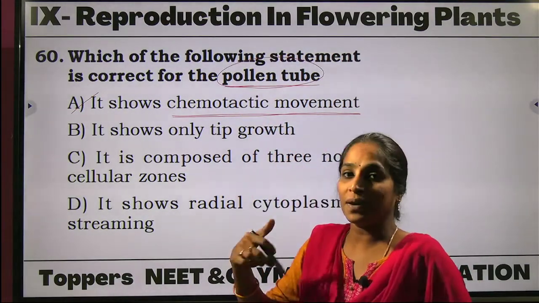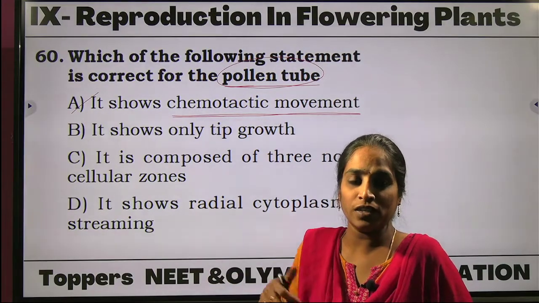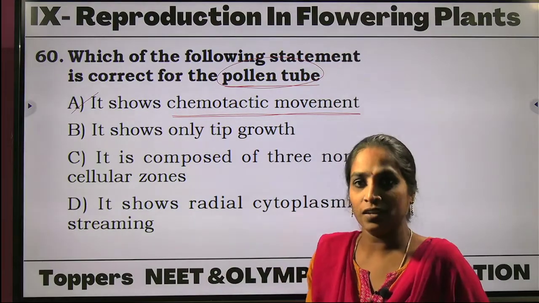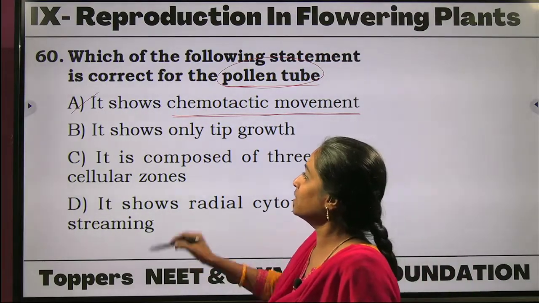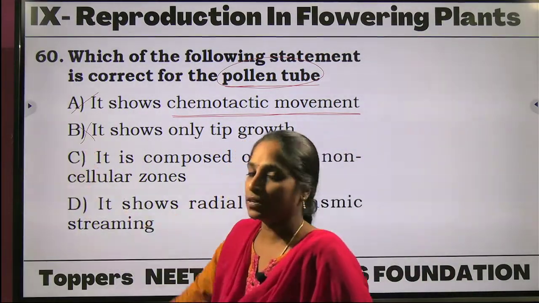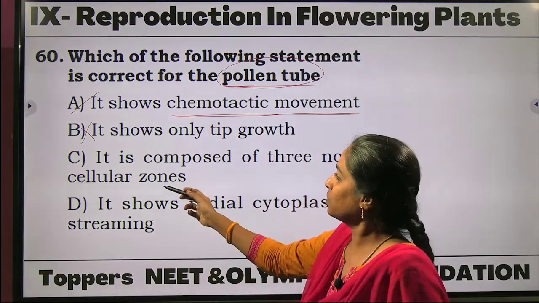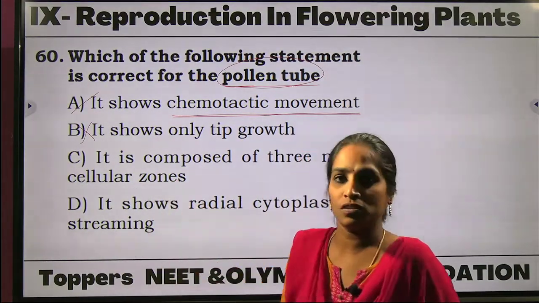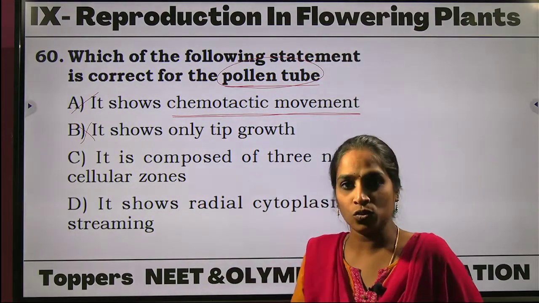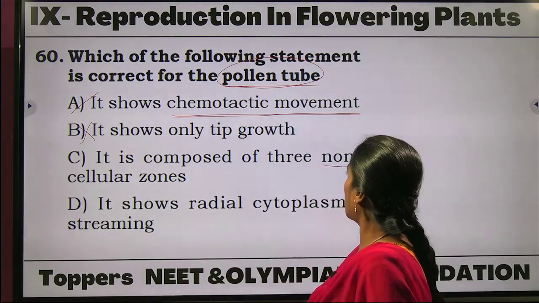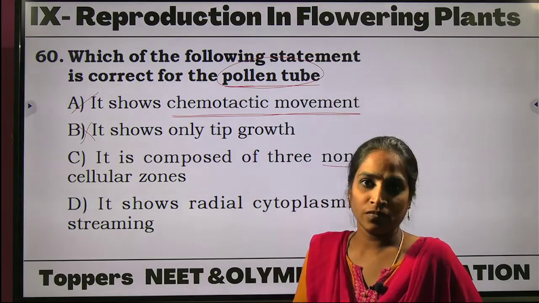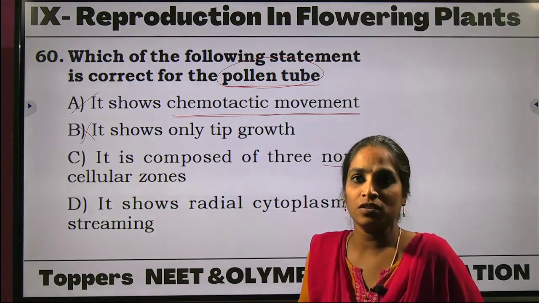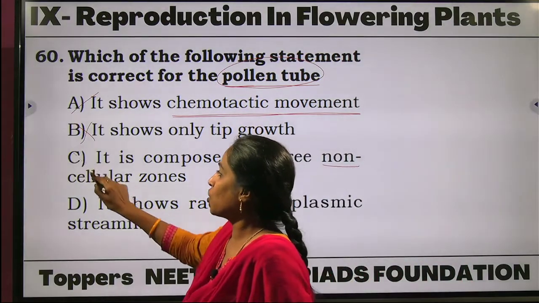Does it have any capacity inside its body, inside the pollen tube, to simply penetrate into the embryo sac? No, it doesn't have the capacity. It's a wrong statement. And what is the third statement? It is composed of 3 non-cellular zone systems. What are non-cellular zones? Non means no cell. If there is no cell, then what is the use of the fertilization process? It's completely a wrong option.